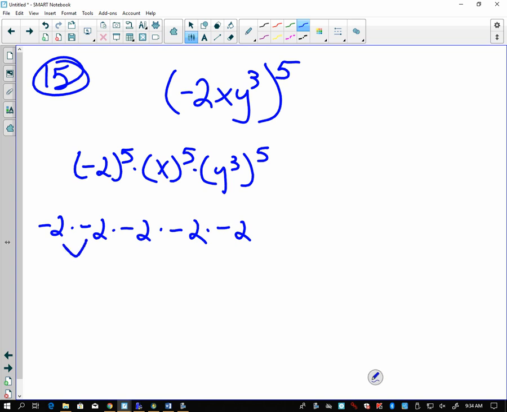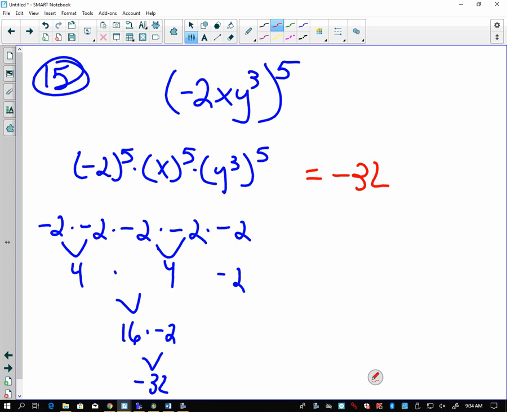What's negative 2 times negative 2? 4. What's negative 2 times negative 2? 4. And then just negative 2 down here. What's 4 times 4? 16. What's 16 times negative 2? Negative 32. So do we understand that negative 2 to the 5th is going to be negative 32?